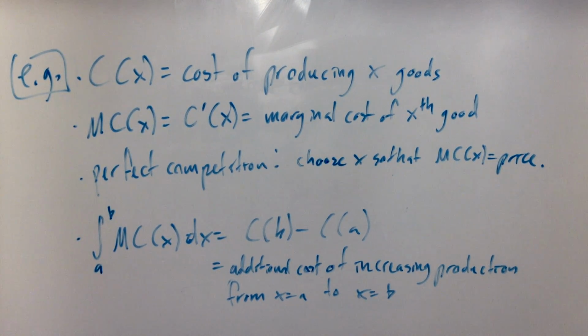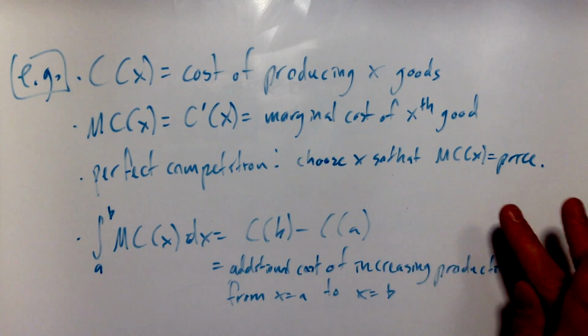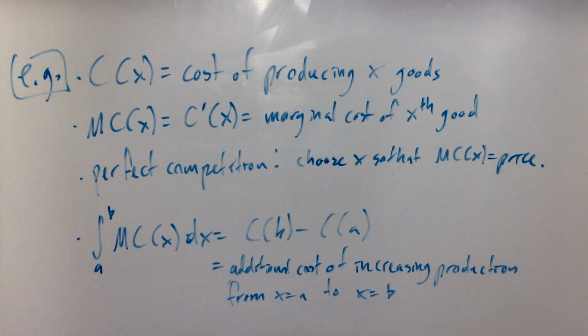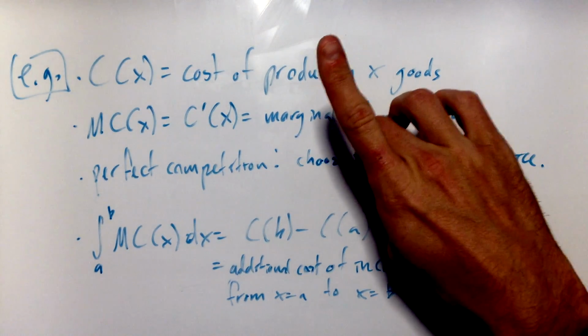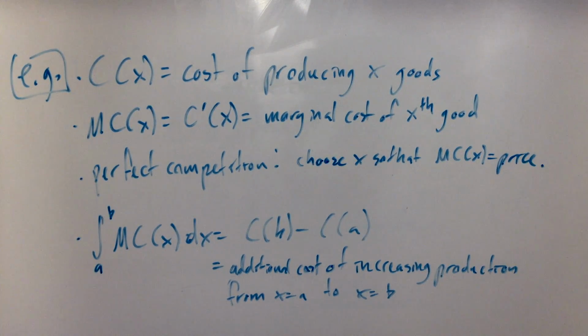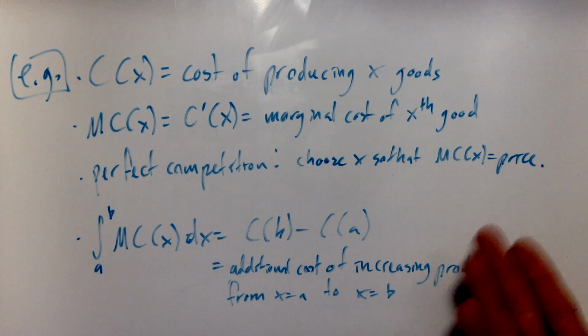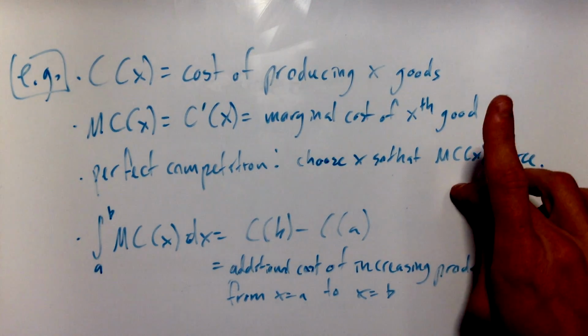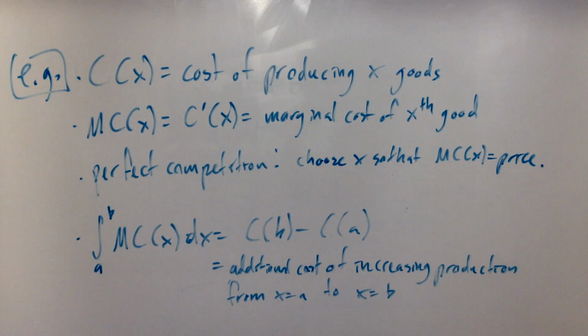Now, this matters in economics because, for example, in the model of perfect competition, we will choose our production level X so that the marginal cost is equal to the price, because you generally assume that the marginal cost is going to be increasing beyond some point. So you really choose the largest X so that the marginal cost is equal to the price. If the marginal cost is increasing beyond X, why would you make another good if it costs you more than you're going to earn back?